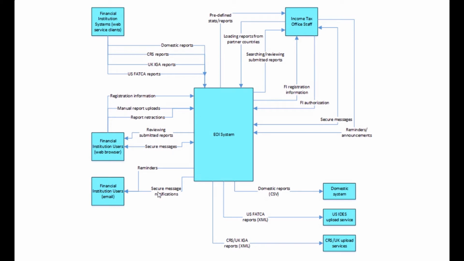Over here on the left, we've got financial institutions then receiving email from IGOR. So they will receive submission reminders via email or email notifications about any direct secure messages. And the other output in the bottom right here is transmitting data to the destination countries, either using the IRS's IDES service for FATCA reports, or in the case of CRS reports or UK IGA reports, to use their transmission service as and when they provide the specification for how that will work.